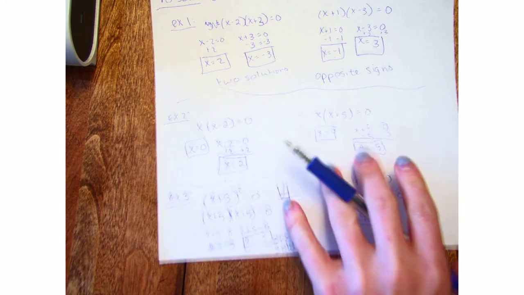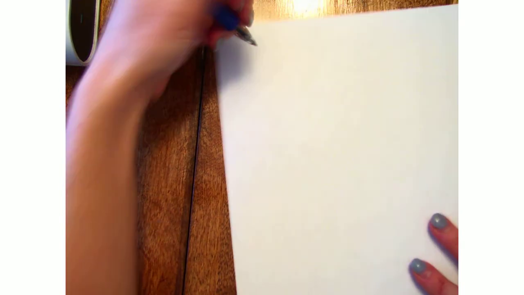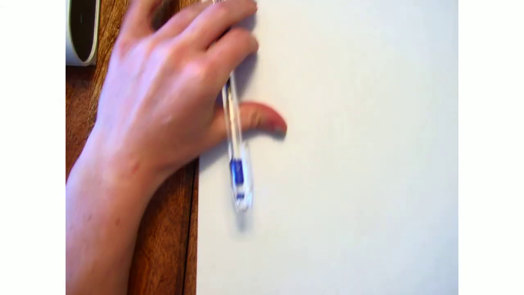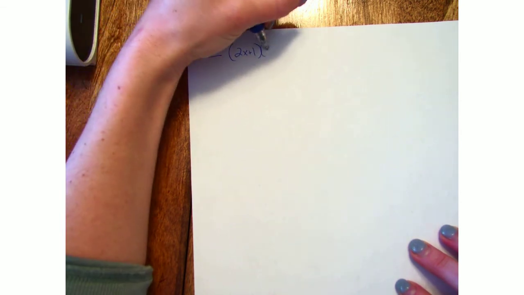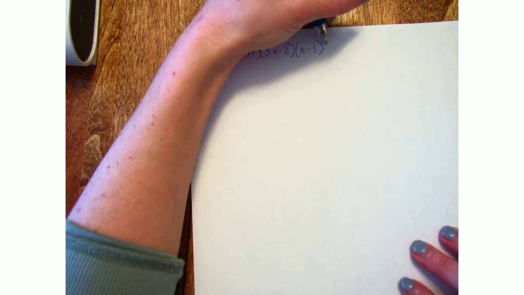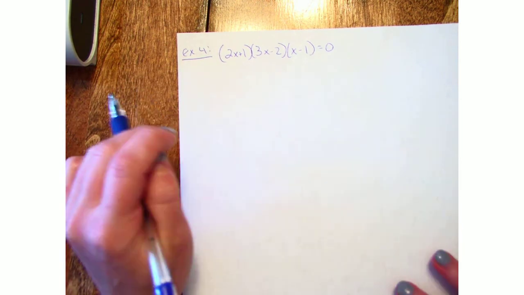All right, let's look at example 4. So they've upped the ante a little bit. You are now given (2x + 1)(3x - 2)(x - 1) = 0. So now you have 3 binomials. Again, nothing too crazy is changing here, adding 1 binomial to it.